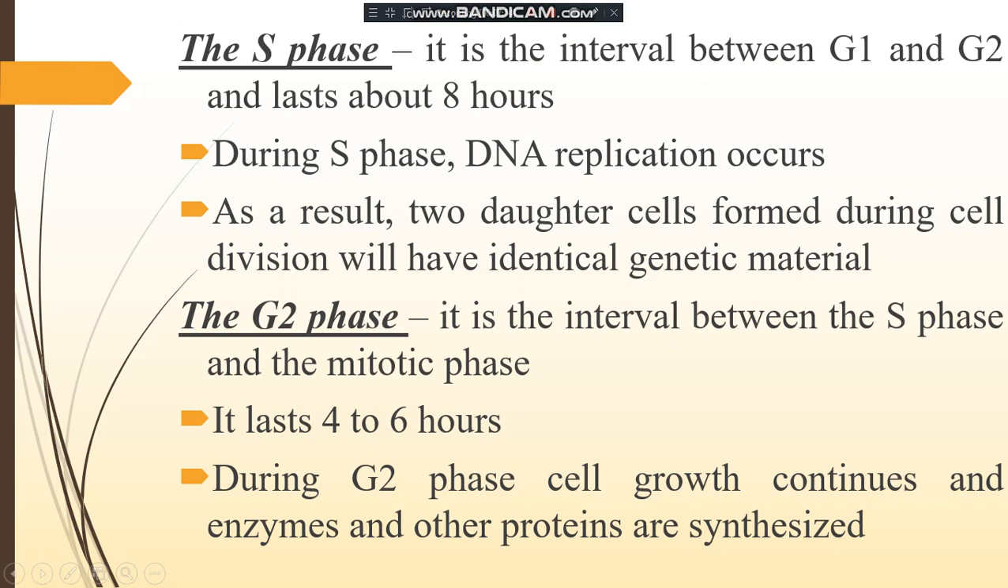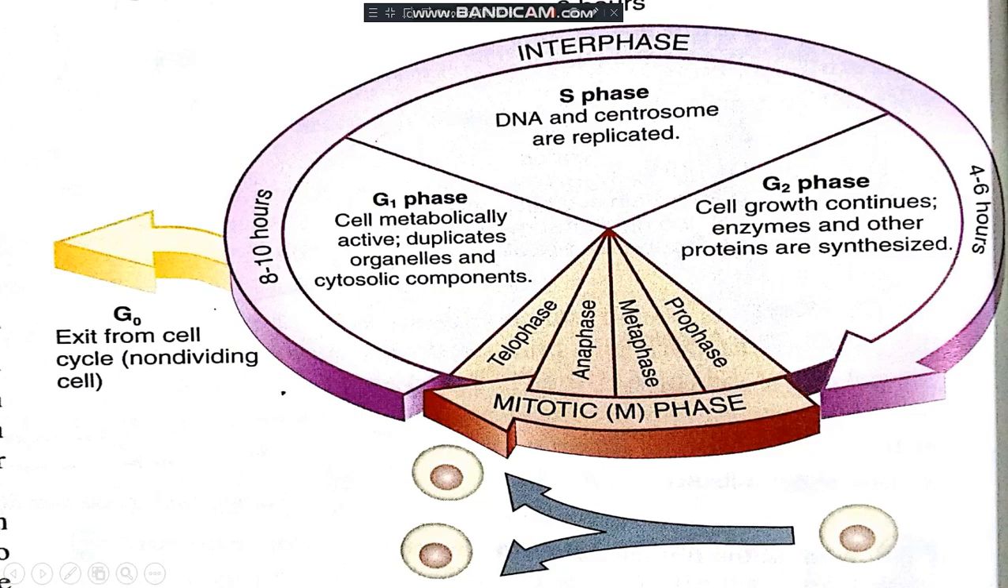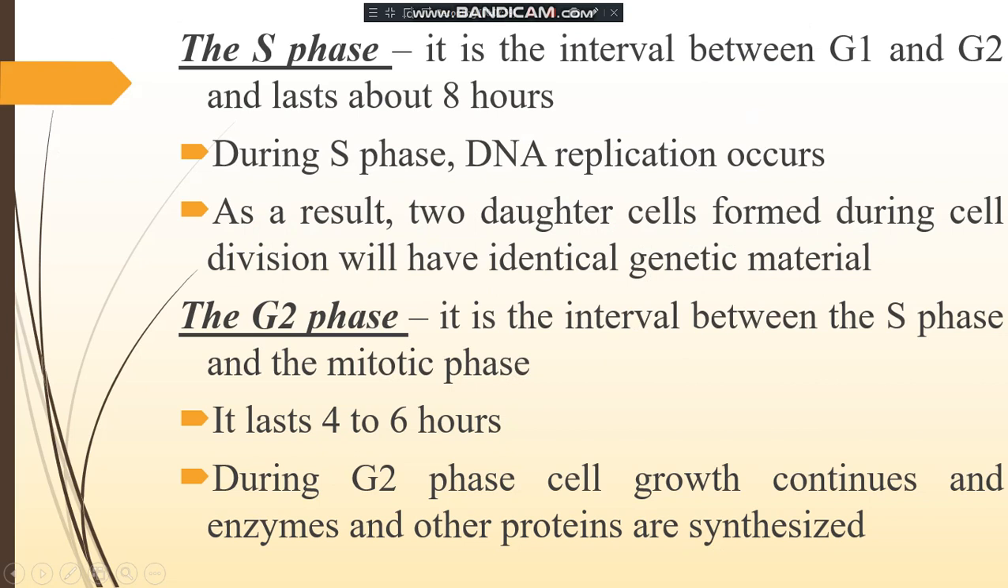Okay. Now the S phase. It is the interval between G1 and G2 and lasts about 8 hours. Here the DNA replication occurs. DNA synthesis will be happening. So the two daughter cells formed during cell division will have identical genetic material. So when the S phase occurs, we will get two identical daughter cells with the same genetic material.